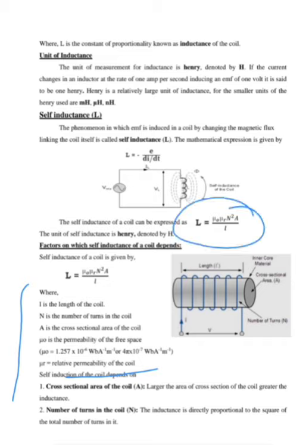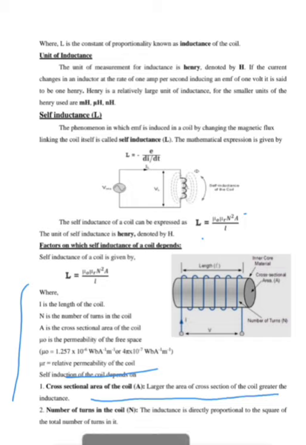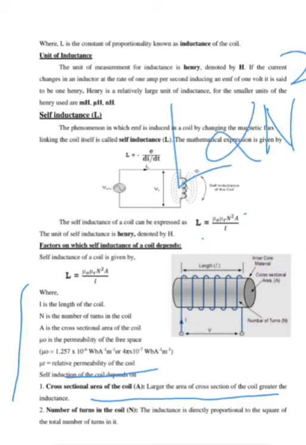If I look into this expression, L is directly proportional to N, L is directly proportional to A, and L is inversely proportional to small letter L, and L is directly proportional to mu naught and mu r. So for cross sectional area of the coil, larger the area of cross section, greater the inductance, because L is directly proportional to A. For number of turns in the coil, since L is directly proportional to N square, the inductance value will also increase. The inductance is directly proportional to the square of the total number of turns.